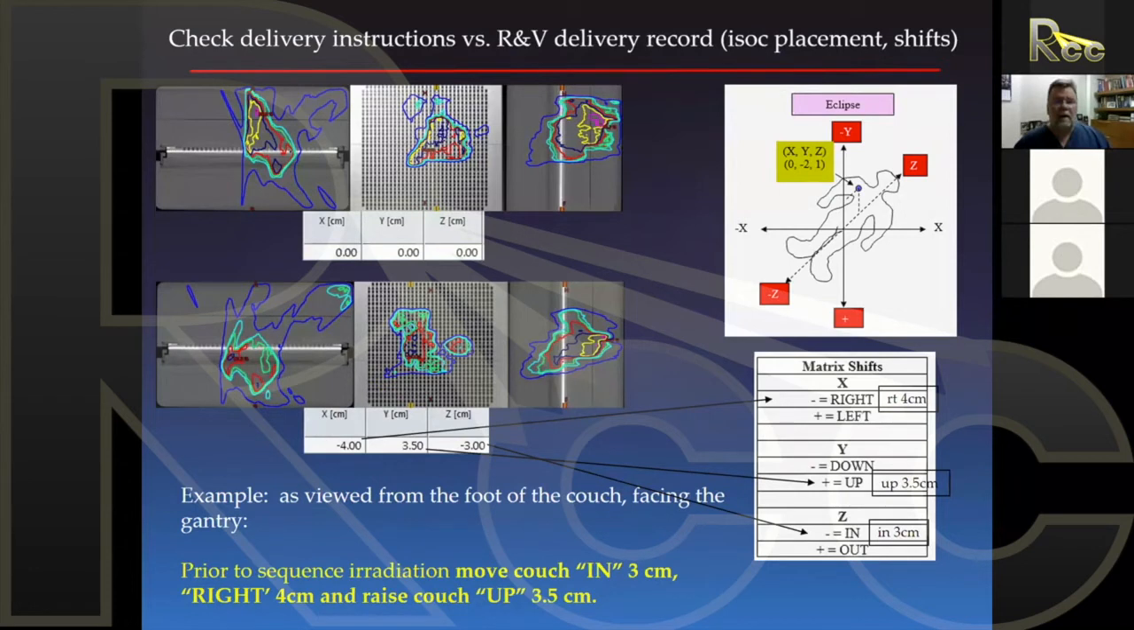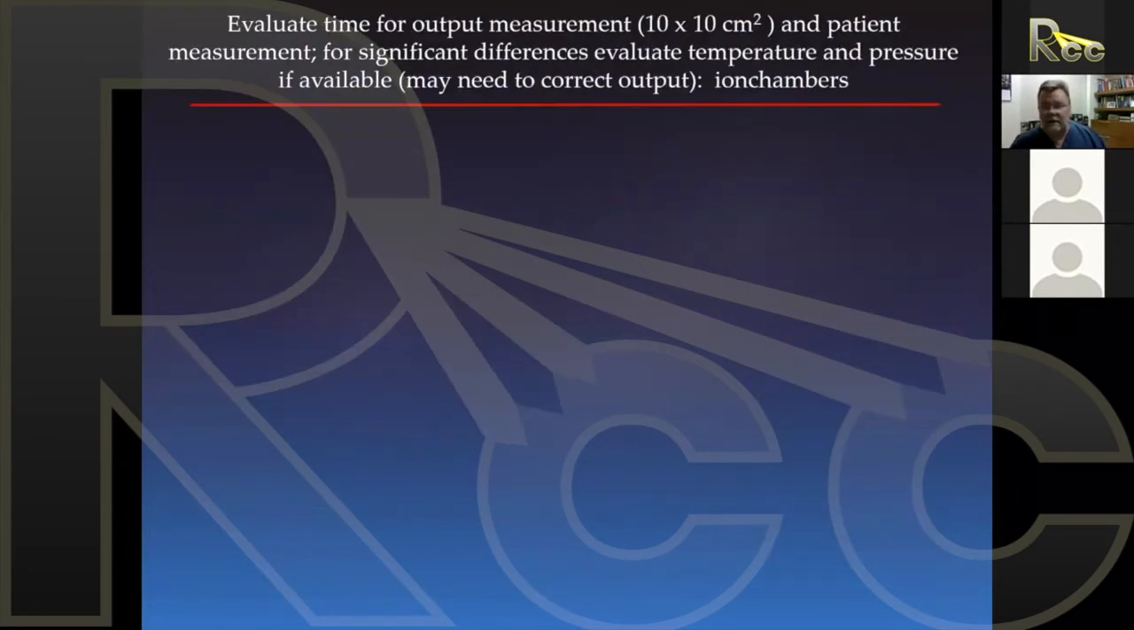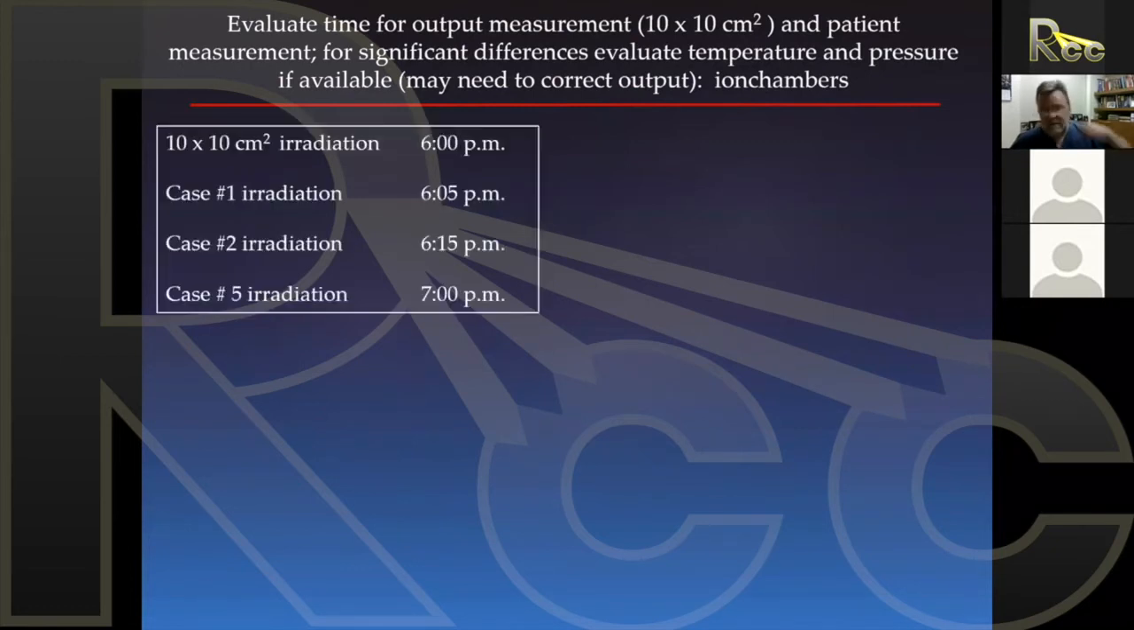As I mentioned, you could evaluate the time for output measurement and patient measurement. For significant differences, evaluate the temperature and pressure if they're available, because you may need to correct the output, specifically for ion chambers. In this case, I just made up an example where they take the 10 by 10 radiation at 6 o'clock in the evening. Then they do case one, case two. By the time they get to case five, let's say it's 7 o'clock.